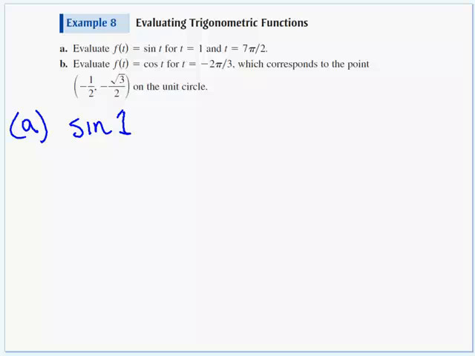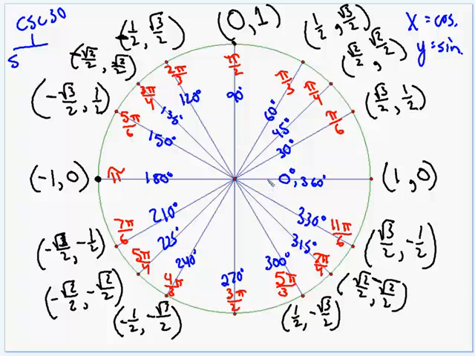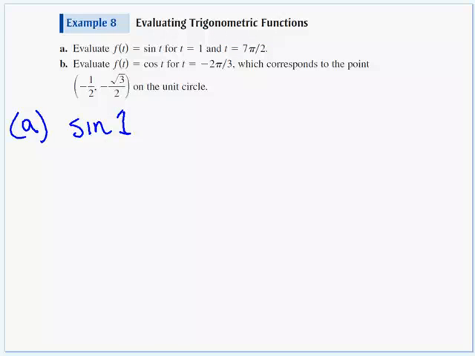And 1 is not a nice easy measure on our unit circle. Remember, we're dealing all in radians here. We're in fractions of pi. 1 is not a good fraction of pi. So this one we would just do on the calculator. We want to make sure we're in radian mode, and we want to hit 1 and then the sine key. And the calculator will spit out our answer. We always round to 4 decimal places, and that is 0.8415.